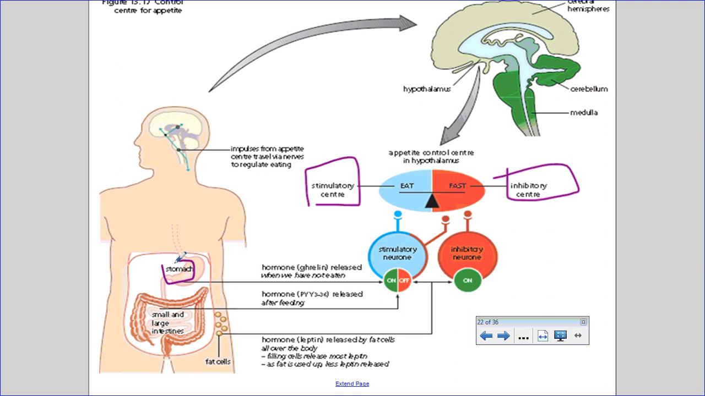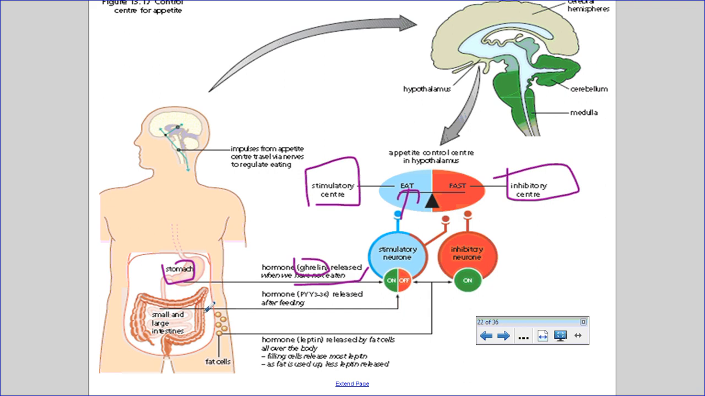So in the stomach, you have that hormone ghrelin, which gets released. And remember, a hormone is going to be produced in one part of the body and act in another part of the body. So in this case, that hormone ghrelin is going to be produced and released from the stomach, travels to the hypothalamus, where it acts on the stimulatory center to tell you to eat. It will activate that stimulatory center.